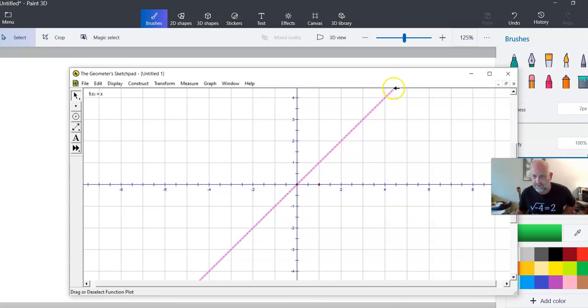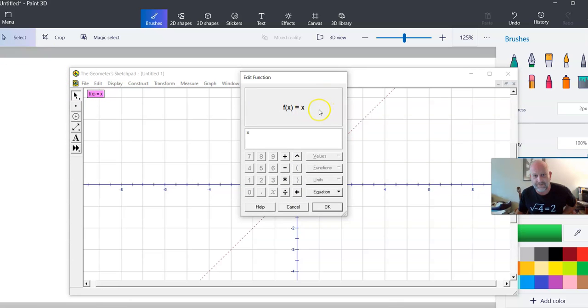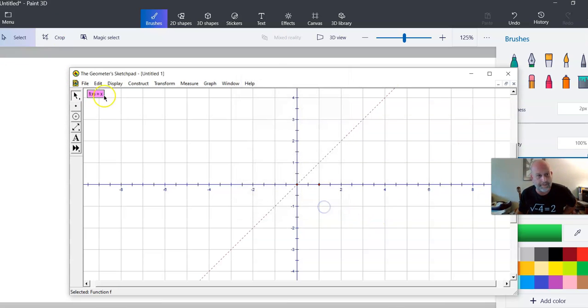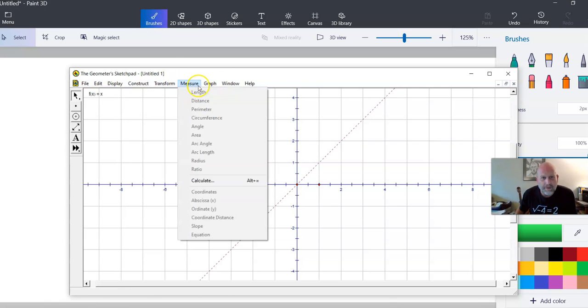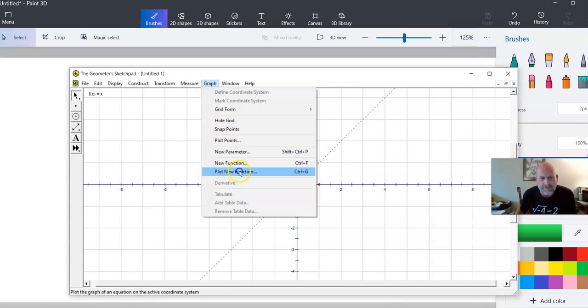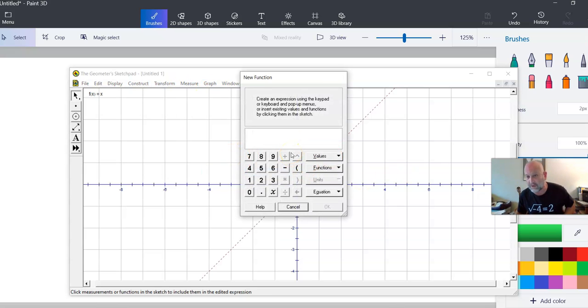This is the function f of x equals x, or the line y equals x, depending on how you want to look at it. In any case, this is the function here, right? So this thing ends up being important when we start looking at the graphs together. What I want to do to start out with is just plot a function and then plot its inverse so we can look at what the relationship between these two are.